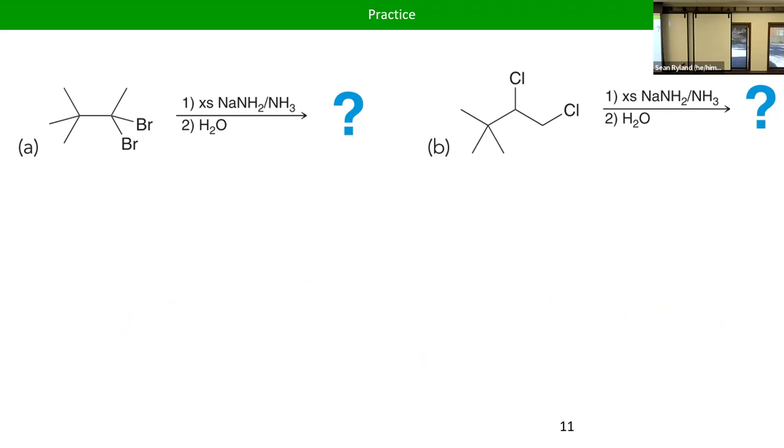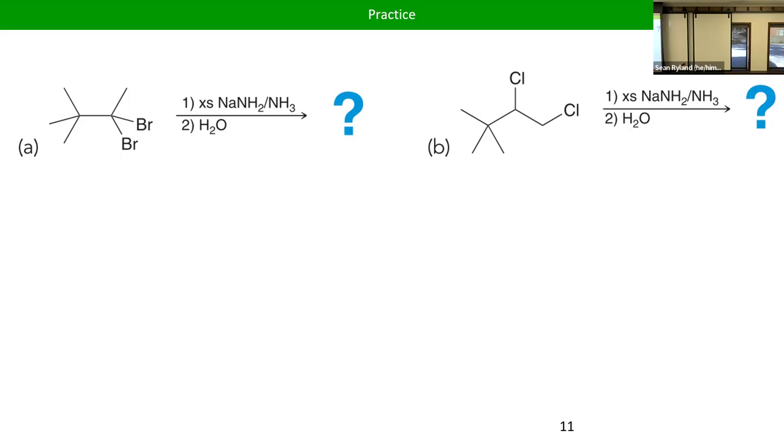And I believe we get the exact same thing for B, right? It's drawn a little differently. The chlorines aren't on the same carbon, but it'll do the same exact thing. And we still wind up with four carbons in a row in a terminal alkyne, right? So that's the easiest way to make the alkynes, just to do this double elimination.